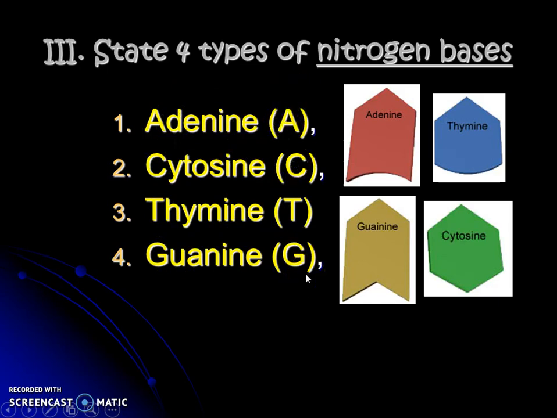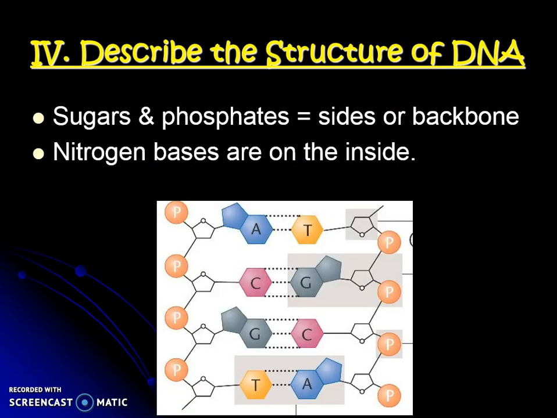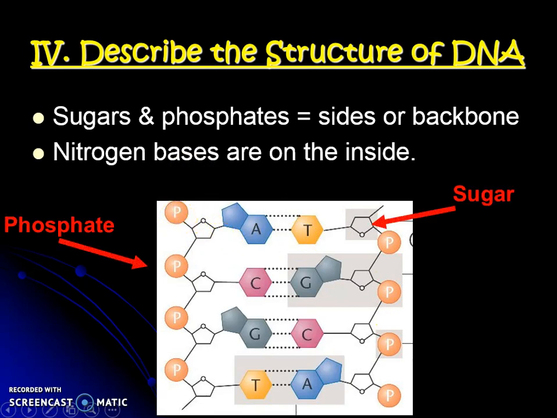these letters. Okay? The structure of DNA is where the nucleotide sugars and phosphates are on the outer part of a ladder shape. We see sugar and phosphate alternating right on the outside of this kind of ladder-looking shape. And the nitrogen bases, those A's, T's, C's, and G's, they're on the inside. We're going to practice this in class.